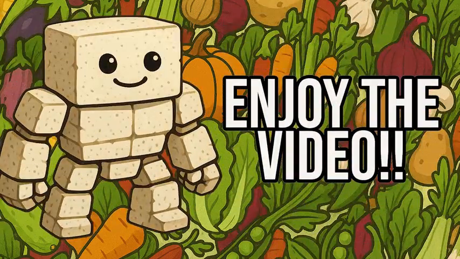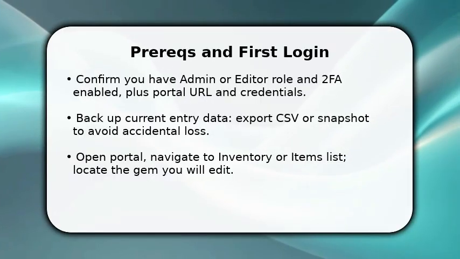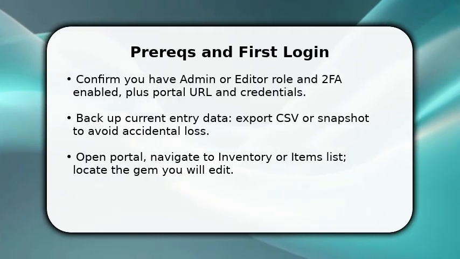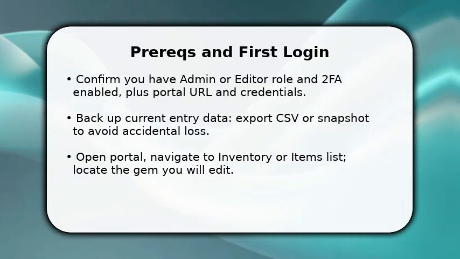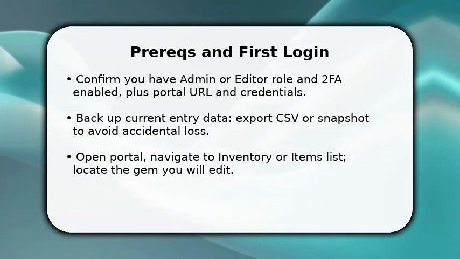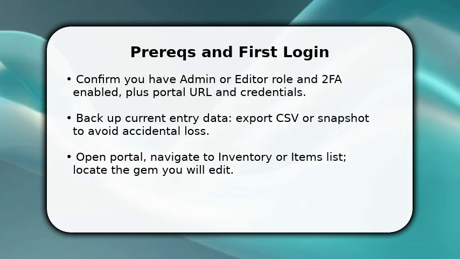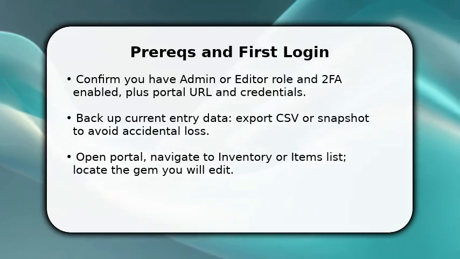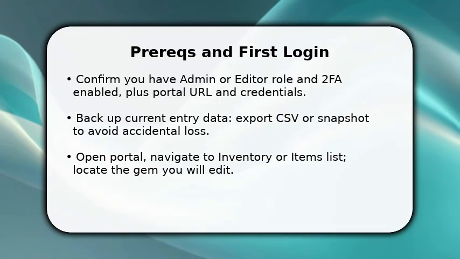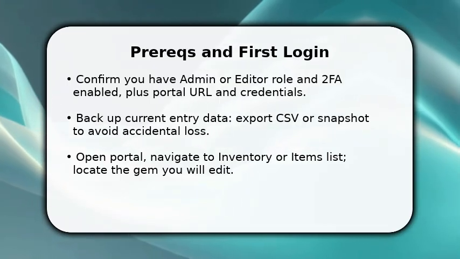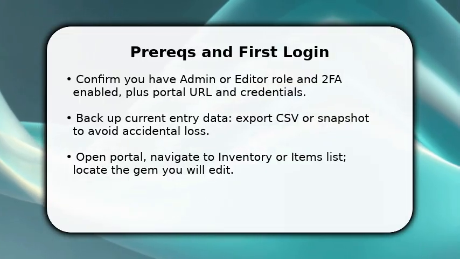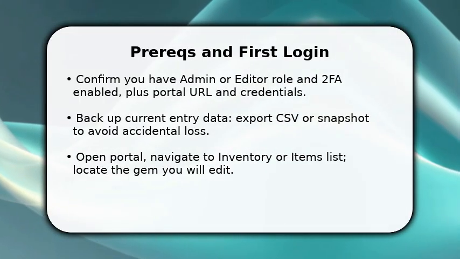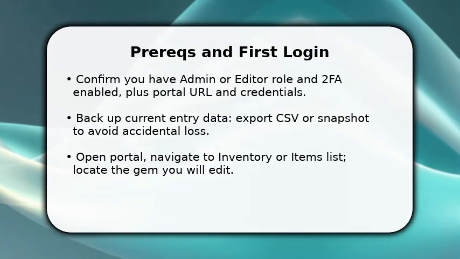Please enjoy the video. You start by confirming permissions and making a quick backup of the item data so you can revert if needed. Once done, log into the GEM portal with your admin or editor account and complete 2FA. Open the inventory or items list and use the search or filters to find the GEM entry. Name, ID, or tag works best. Make sure the record you select is the live version. If not, switch to the correct environment before you proceed.